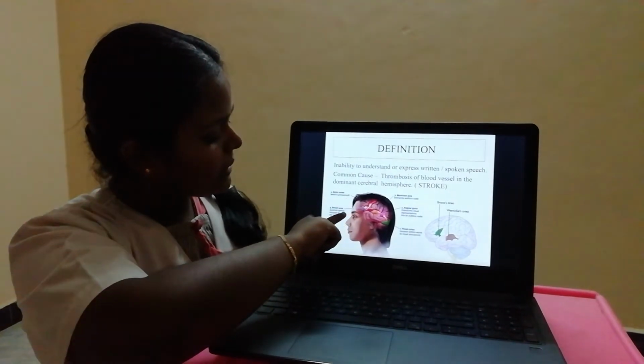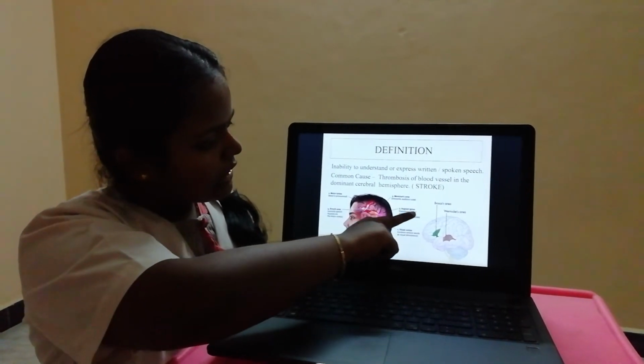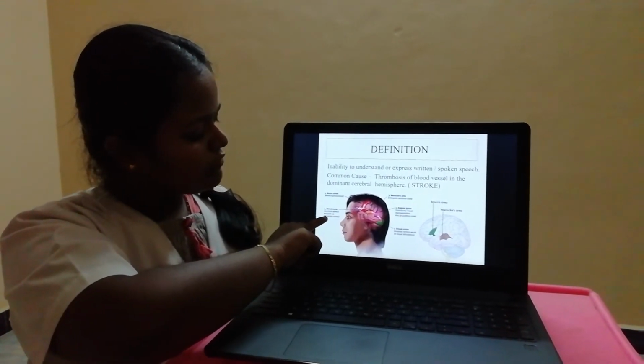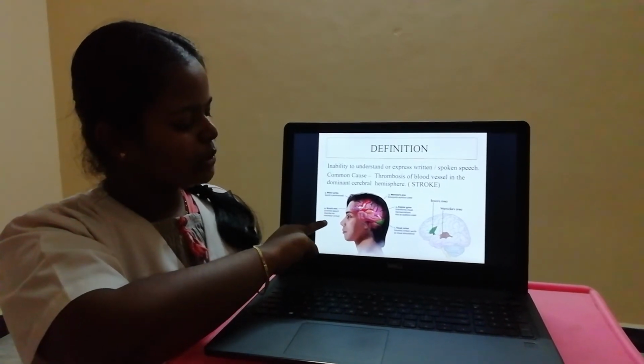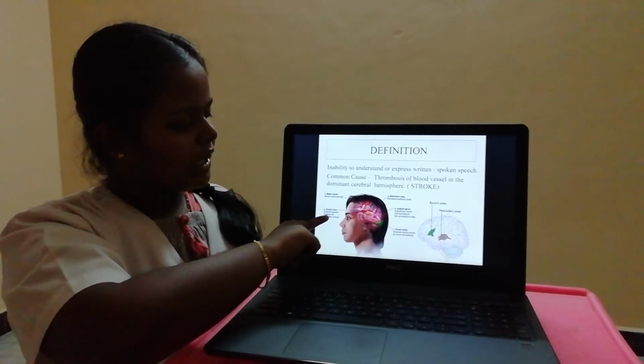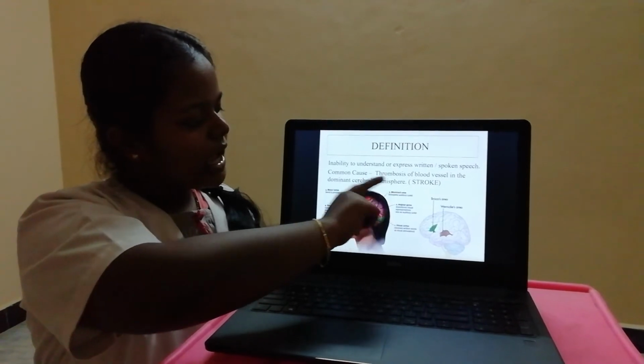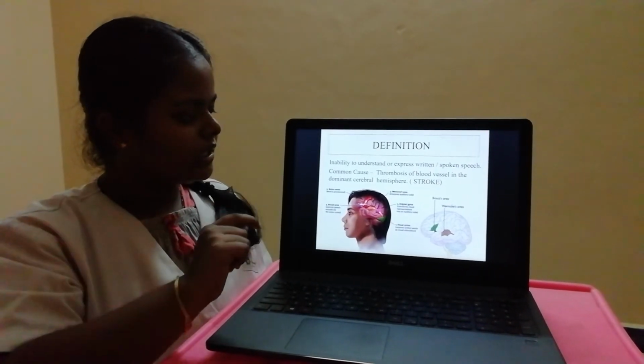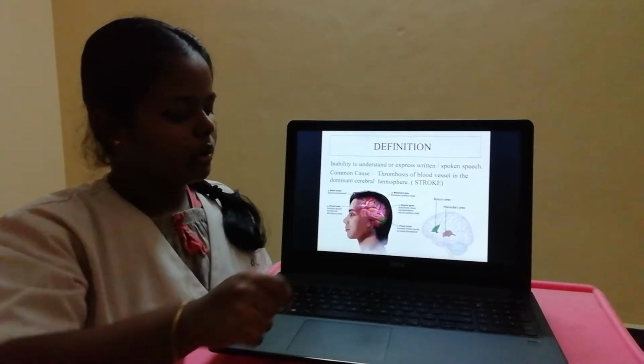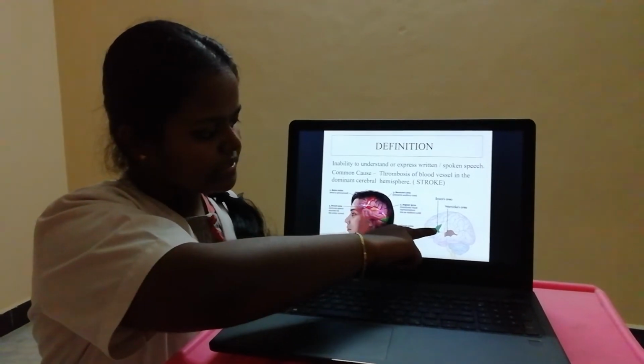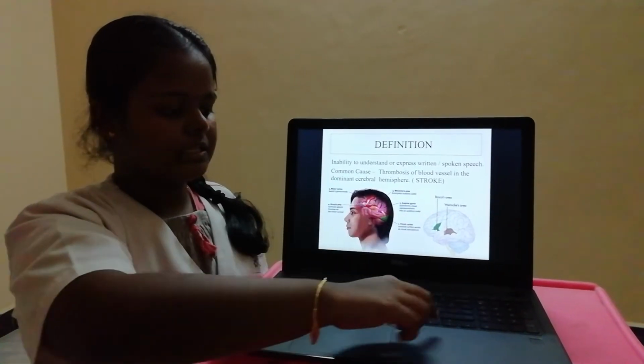This is a picture representing Broca's area and Wernicke's area. Broca's area is areas 44 and 45, which control the speech muscles via the motor cortex. Wernicke's area is area 22, which is an auditory area. It interprets the auditory code, and this represents Broca's area and Wernicke's area.